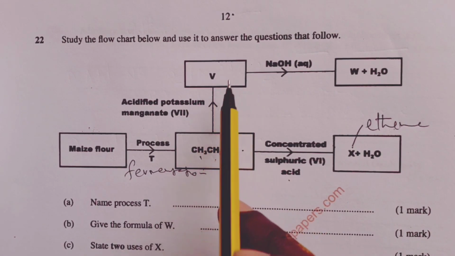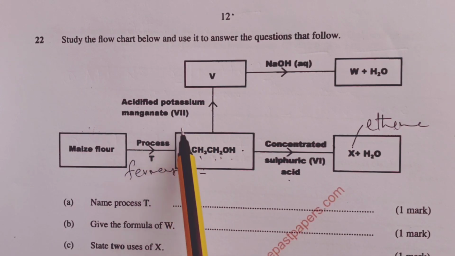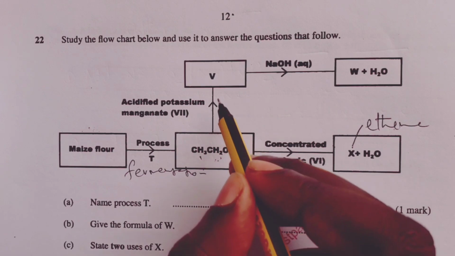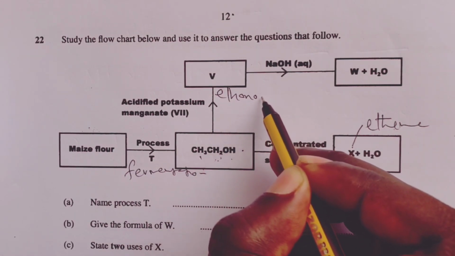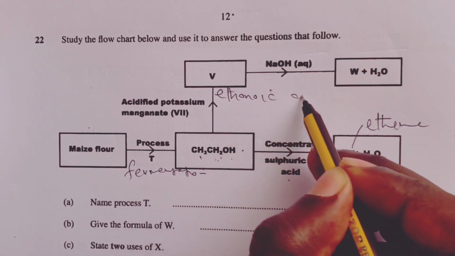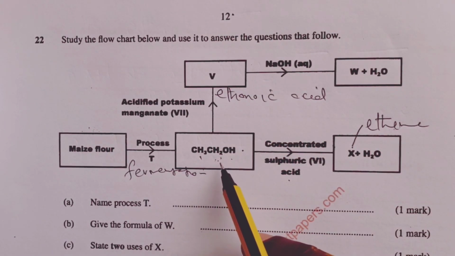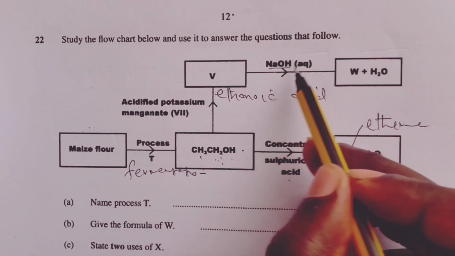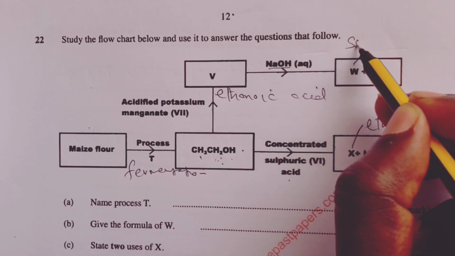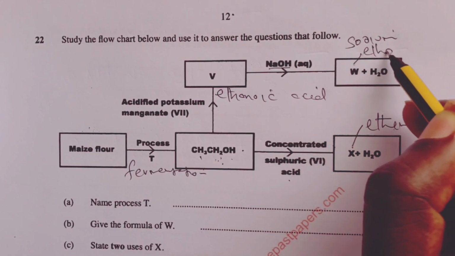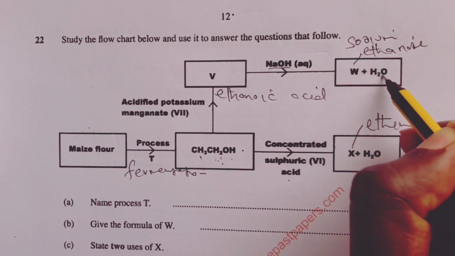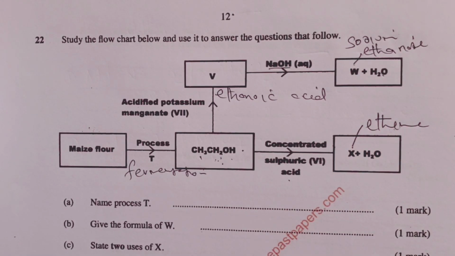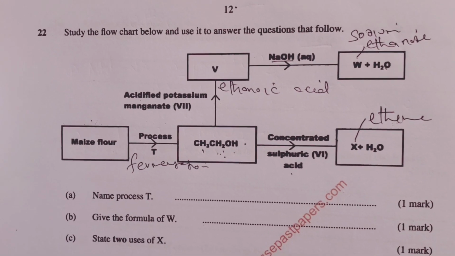Going up, we introduce an oxidizing agent here, which will oxidize our ethanol to V, which now becomes ethanoic acid. When you oxidize an alkanol, you get the corresponding alkanoic acid. Now this acid, we shall react with the alkali sodium hydroxide to get a salt here, which we call sodium ethanoate and water. So that is what goes on in the flowchart. Now we can answer our questions.